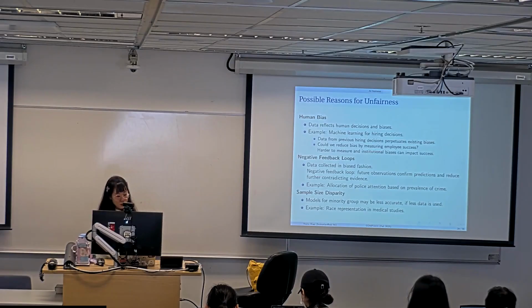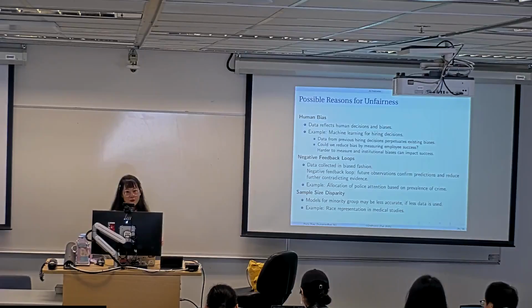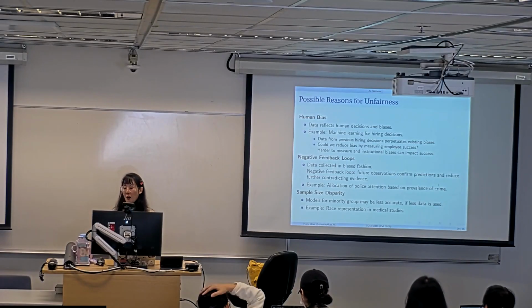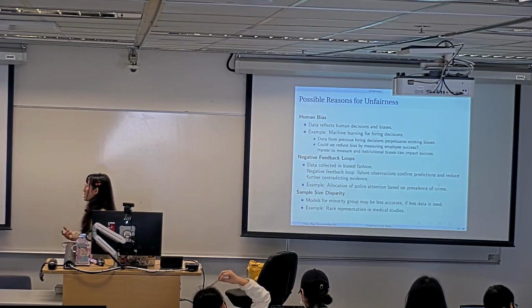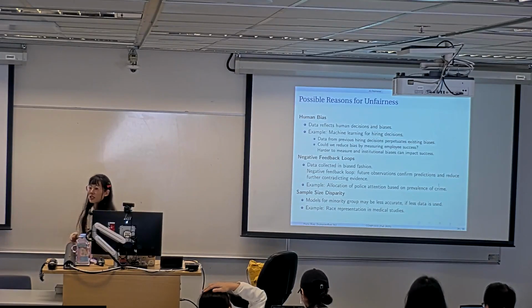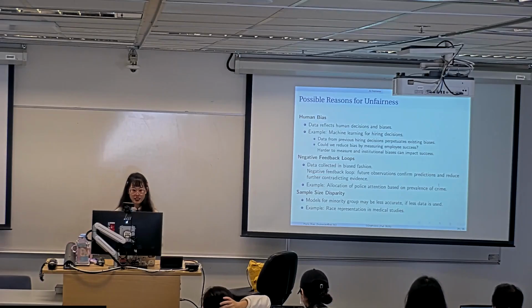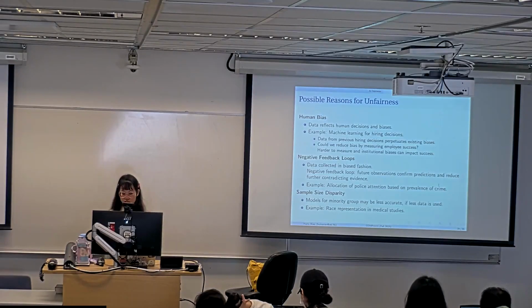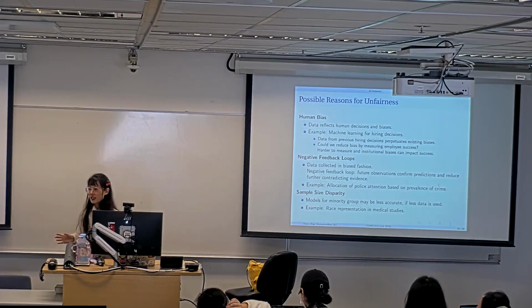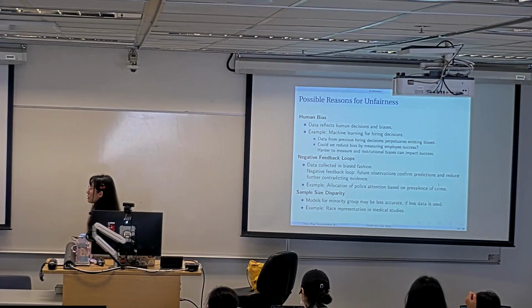Here is an example: the allocation of police attention based on the prevalence of crime. All the historical records of the prevalence of crime may already have some bias. And then based on such prevalence of crime, the police may decide their allocation. For some districts, they will allocate more police because they think this district has more crime happening. And after they allocate more police, of course there are more police, so it is easier to find some new crimes. And this already causes the negative feedback loops.